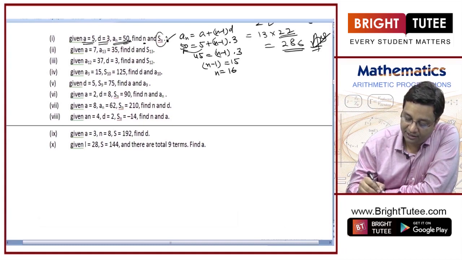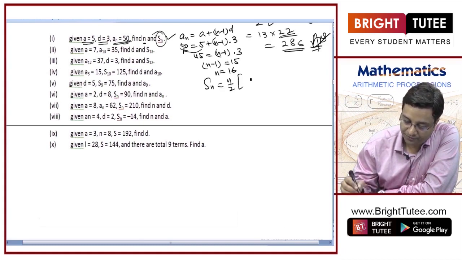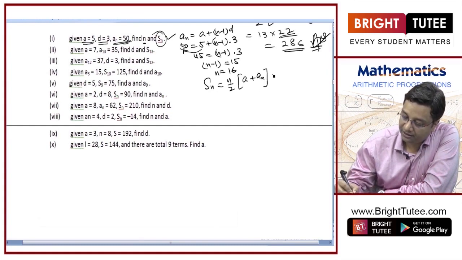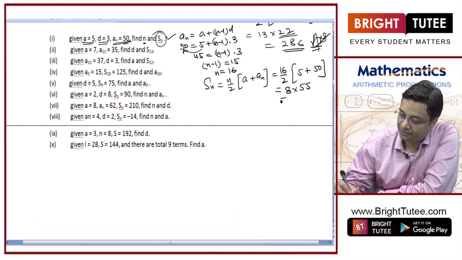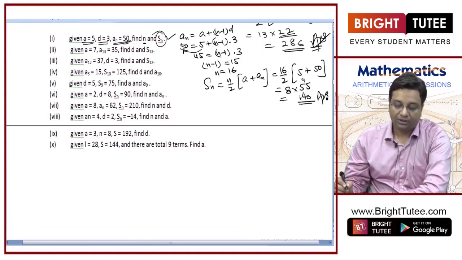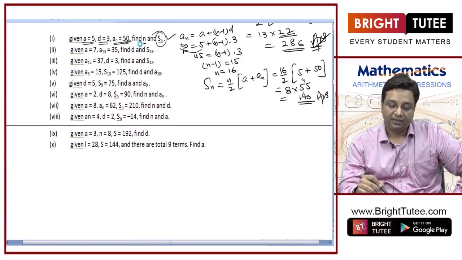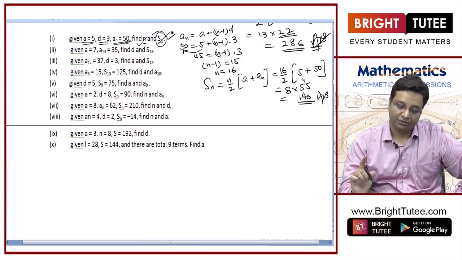Now finding Sn is very simple. Sn is nothing but n by 2 (a plus an), right? So it is equal to 16 by 2, a is 5, an is 50, so this is 8 into 55, which is equal to 440. So this is how we calculate n and Sn in this question.